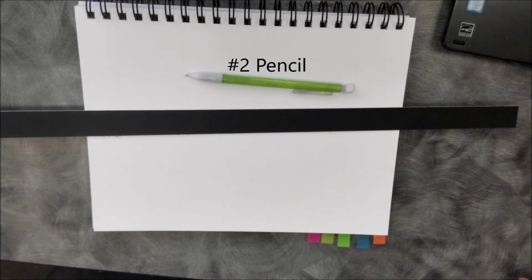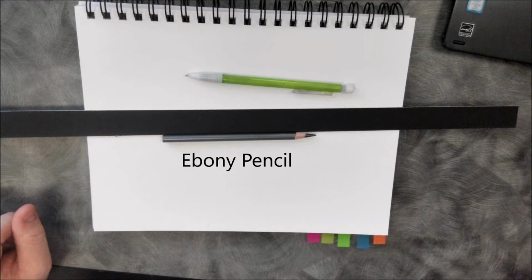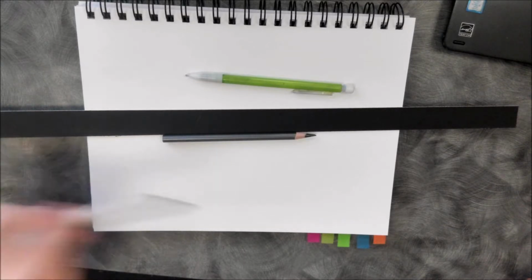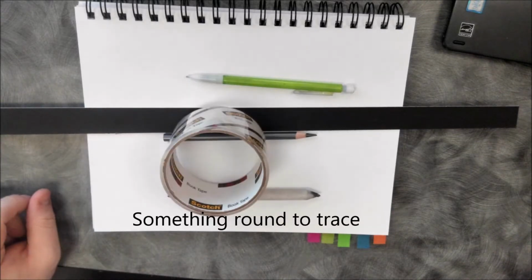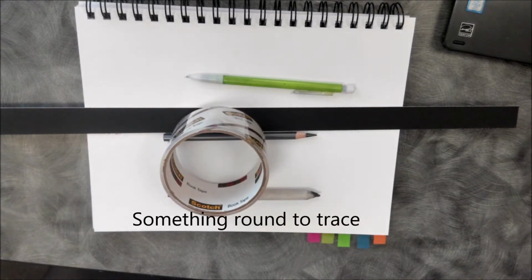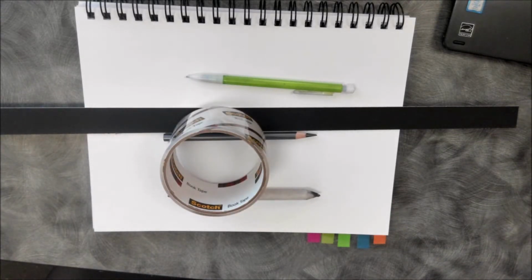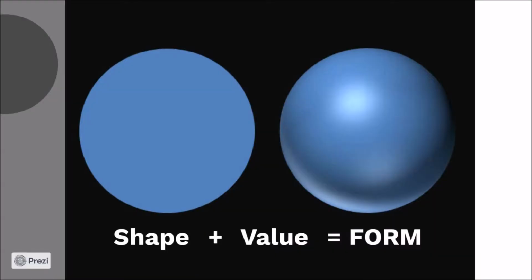Here are the supplies we'll need to complete this assignment. Just to review, we know that a form is a three-dimensional shape. And we know that value is the darkness or lightness of a color. So when I say render form using value, I mean that we're going to actually use value to create form.